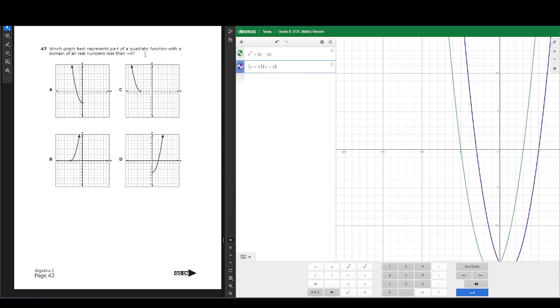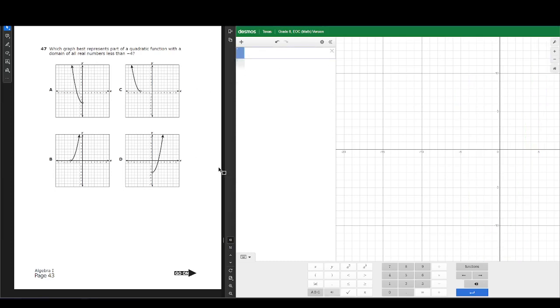Which graph represents a quadratic function with a domain of all real numbers less than 4? So that relies on us understanding domain is less than 4, but since it's a domain, we don't have an equation, but we could graph like the parent function. So we could graph x squared with a domain limitation of x is less than 4.